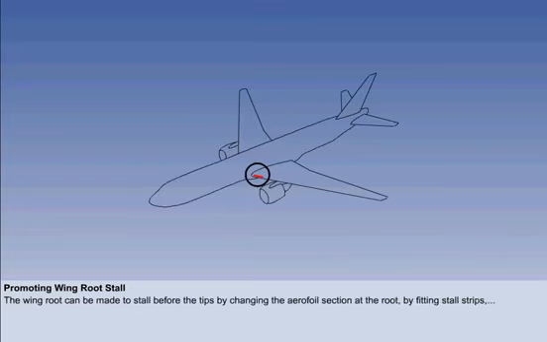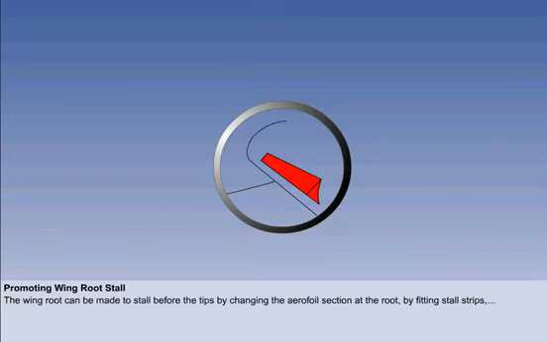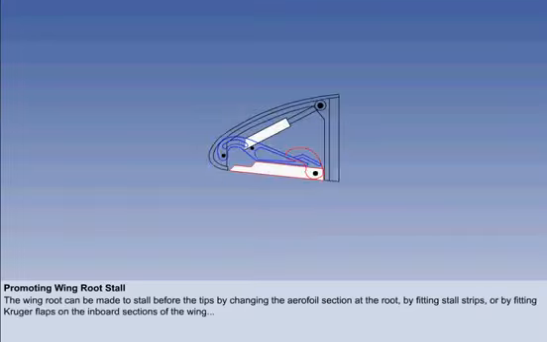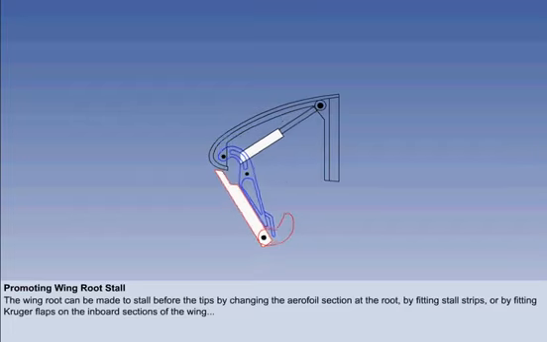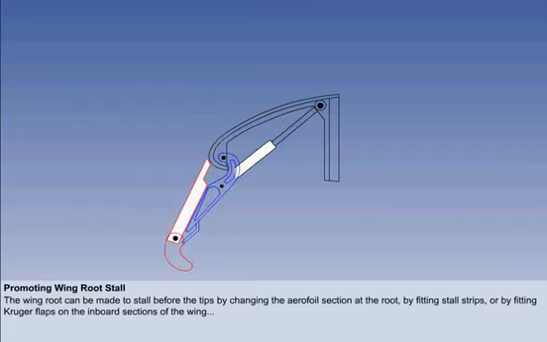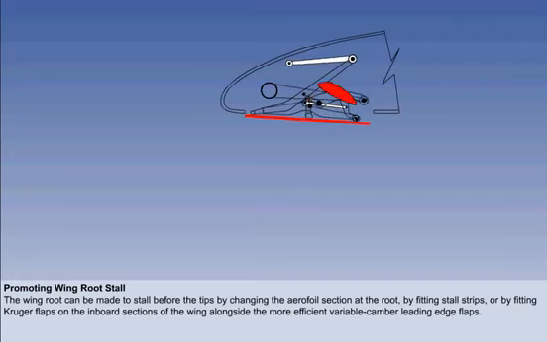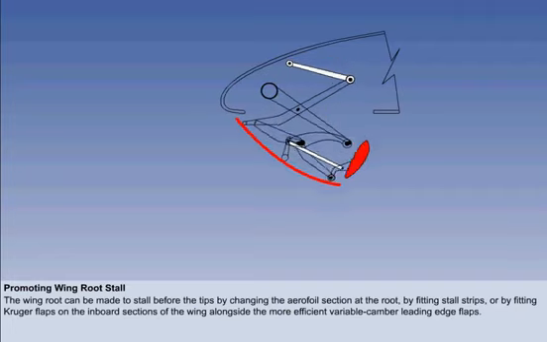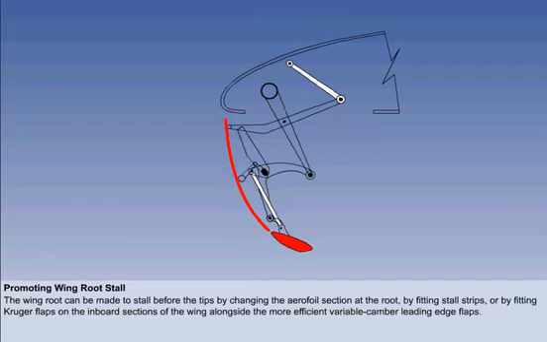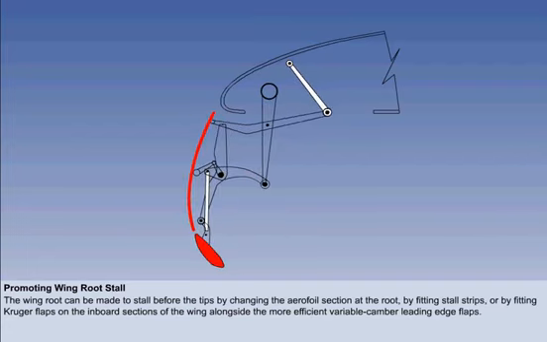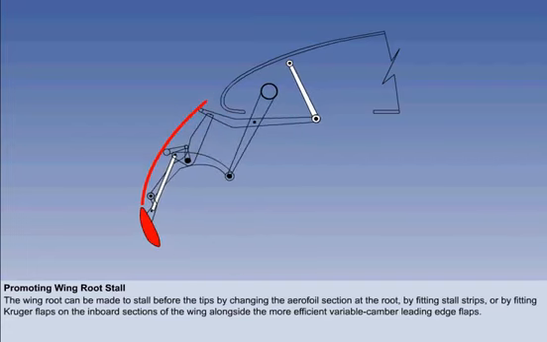The wing root can be made to stall before the tips by changing the aerofoil section at the root, by fitting stall strips, or by fitting Kruger flaps on the inboard sections of the wing, alongside the more efficient variable camber leading edge flaps. Both of these types of flap are described in the lessons on high lift devices.